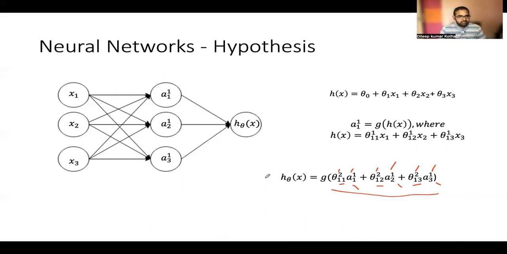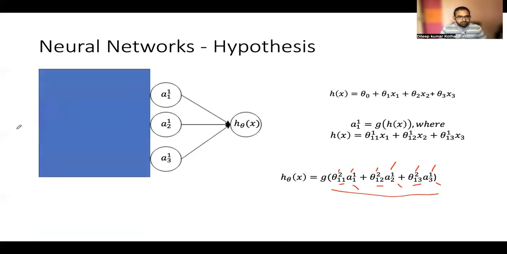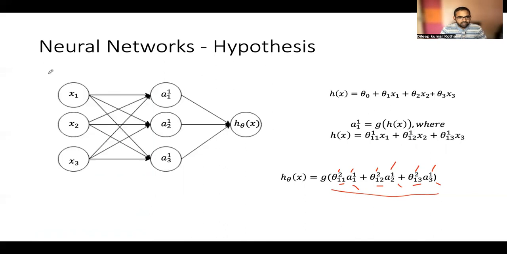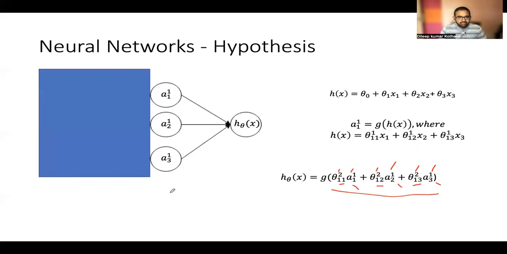One more interesting thing I want to show you is this. If you just blank out the input features which are given to us, you will see this hypothesis just looks like a normal logistic regression hypothesis. The main difference is that we need not rely on the input features given, x1, x2, x3. Instead, we can take on more complex features, A11, A12, A13, to derive our hypothesis.